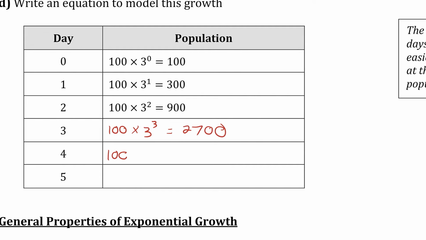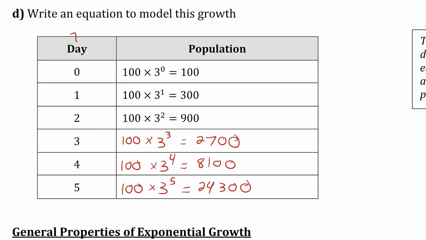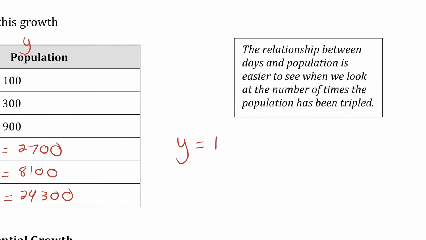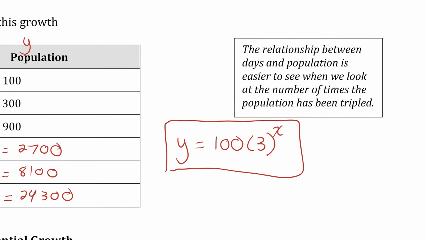Hopefully you can see how this is working. After 4 days, we have to triple it 4 times. And repeated multiplication by the same number, we can write that in exponential form. So we have 8,100. And then lastly, after 5 days, which is 24,300. If I'm going to say days is x and population is y, I could say y equals the initial amount, 100, that gets tripled x times, where x stands for the number of days that have elapsed. So that is an exponential equation. And what makes it an exponential equation is that the independent variable is in the exponent. That's what makes it an exponential relationship.